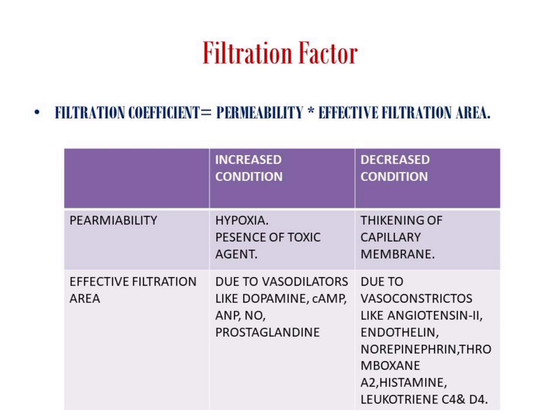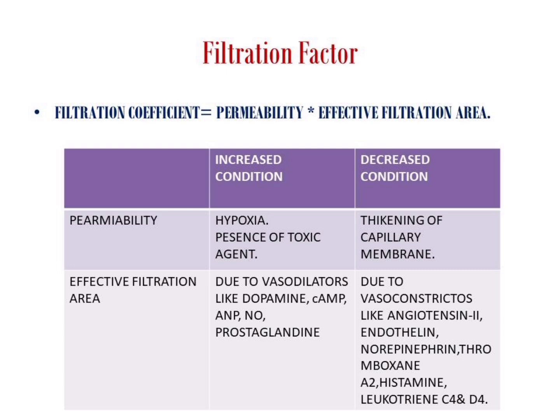It is the product of permeability of the membrane and filtration area of the glomerular capillary membrane. Conditions like hypoxia and presence of toxic substances increase GFR by increasing permeability, whereas thickening of the glomerular membrane causes a decrease of GFR by decreasing permeability.